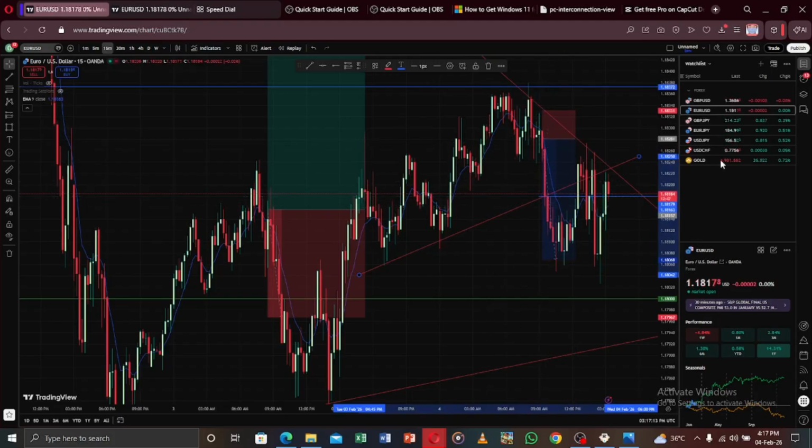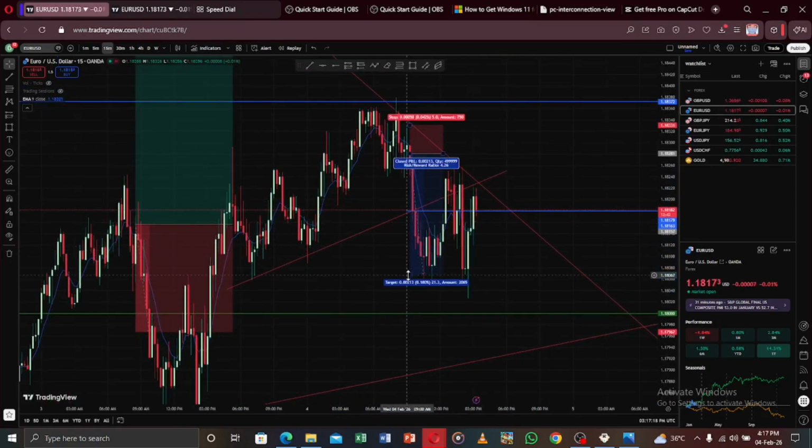So if I had noticed that this level was forming, I would have entered 2 trades, with one having take profit here, and the other one having a trailing stop loss to my other take profit down here.